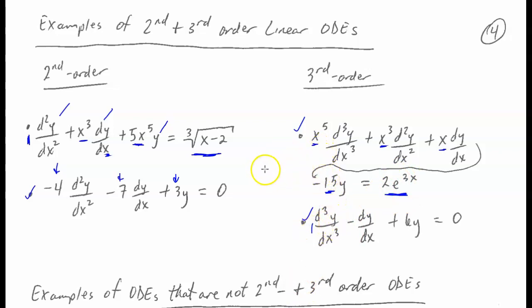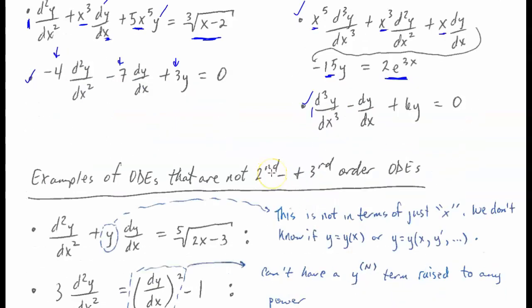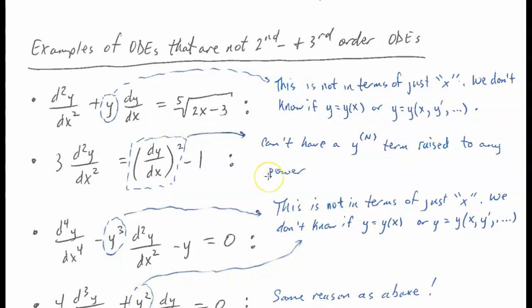All right, so let's look to see what some counterexamples are to this. So here in this particular ODE, we see that we have a coefficient that is a function of y, not of x. And because of that, we do not consider this type of differential equation to be a second order linear ODE.